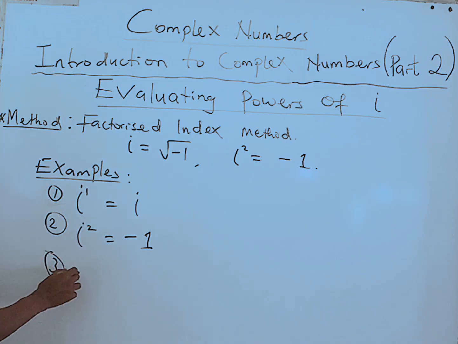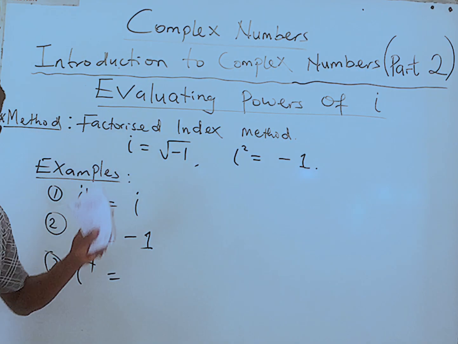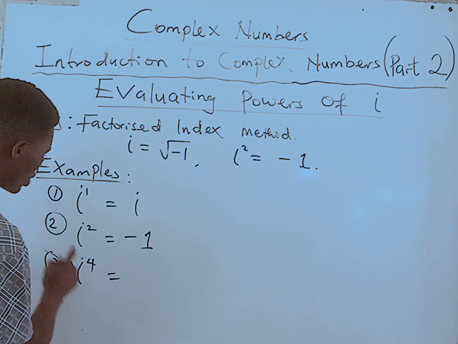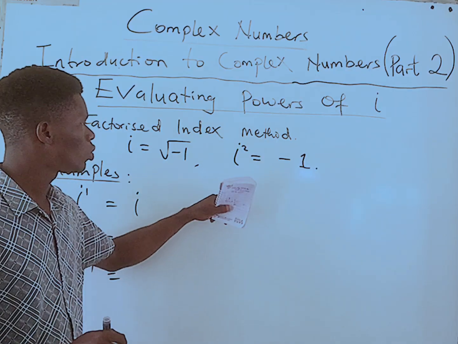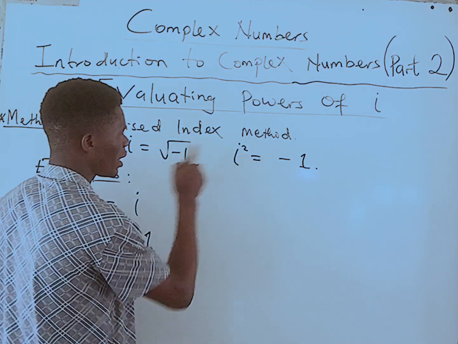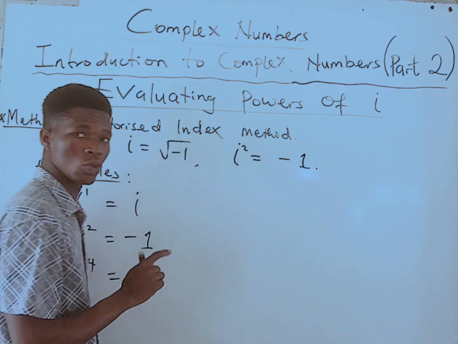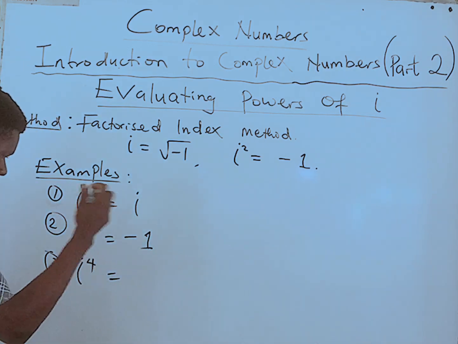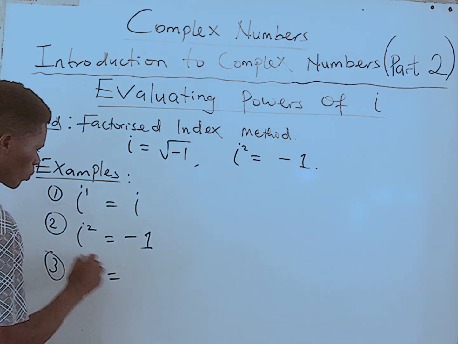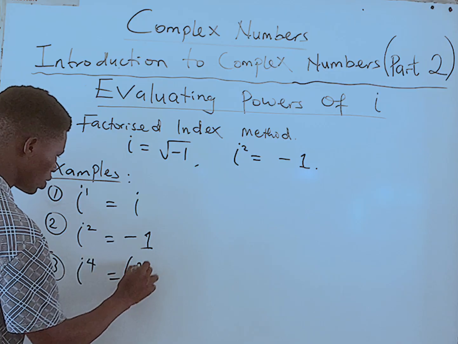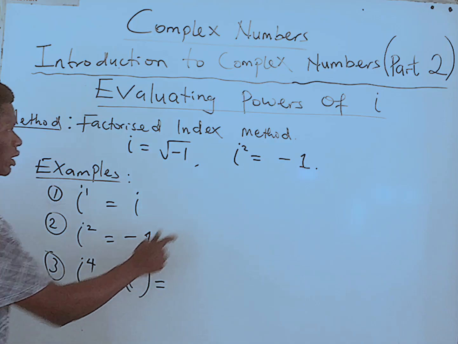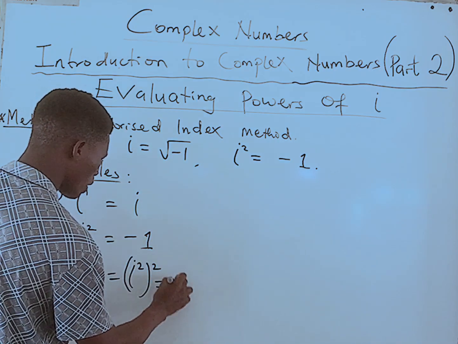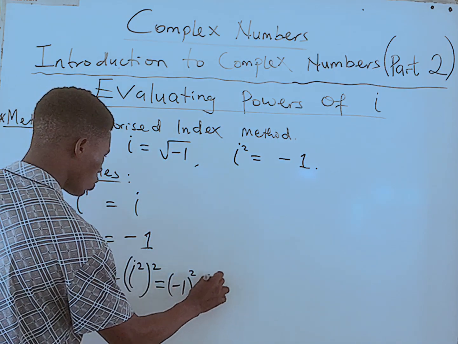And number 3, we can have i raised to the power of 4. At this point, the purpose of the name I assigned to this method becomes relevant and obvious. We already know what i raised to power 2 is. What we need to do is to always express the power given as a power of 2 or a multiple of 2. I raised to power 4 can be written as i squared, then raised to the power of 2. That is 2 times 2 gives 4. So i squared we know is minus 1, and that is minus 1 all raised to the power of 2, which is 1.